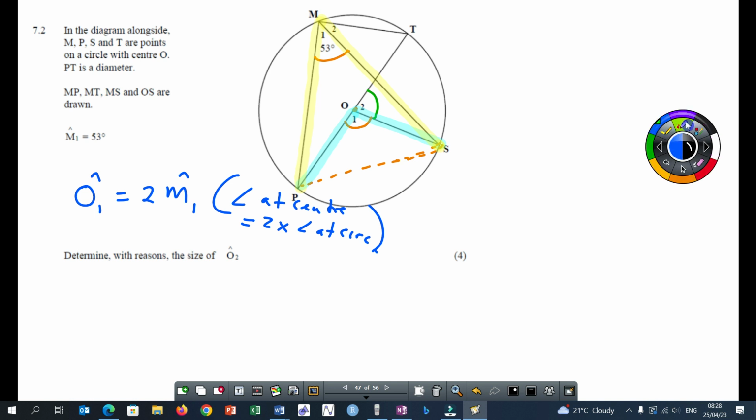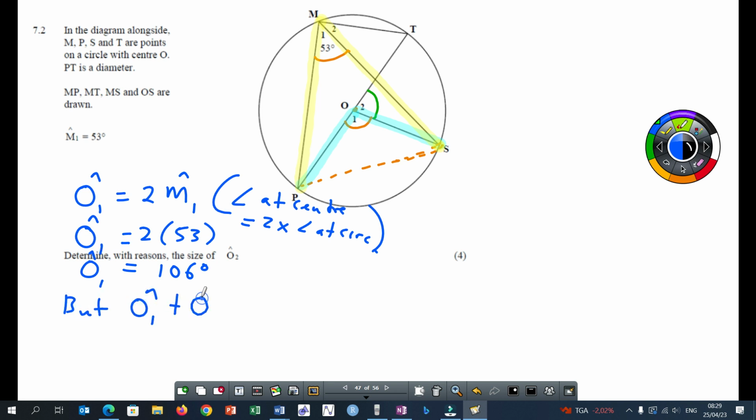Okay, so we are here. So this is easy now. You get 2 times 53, and you get 106 degrees. Now I found O1. But O1 and O2, they are angles on a straight line. So I have to write down, O1 plus O2 add up to 180. And you must provide the reason why you say they add up to 180. The reason is angles on a straight line.